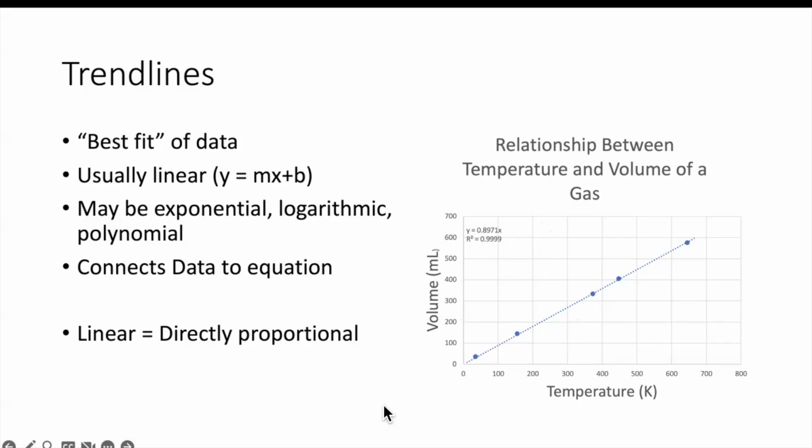All right, so this trend line is linear, but there are other fits. We could have exponential, logarithmic, polynomial, so there's lots of different kinds. And the trend line is what connects what's going on with the data, the points, to the equation itself. And then remember, anything that is linear is directly proportional. So that means as one goes up, the other goes up, and they go up at the same rate.